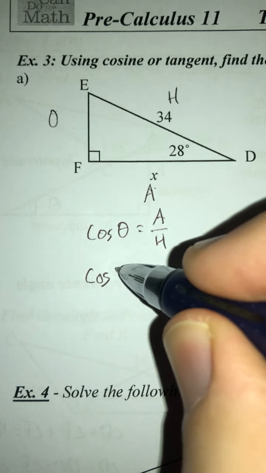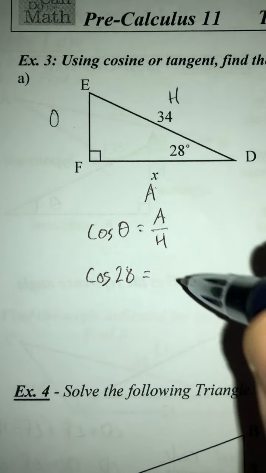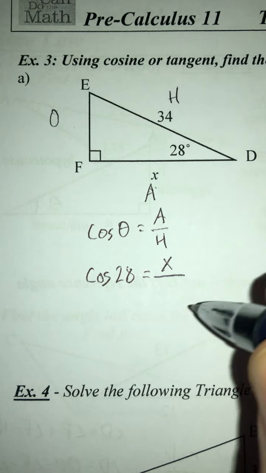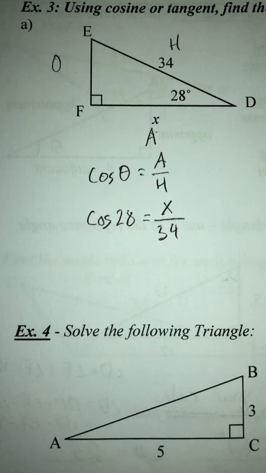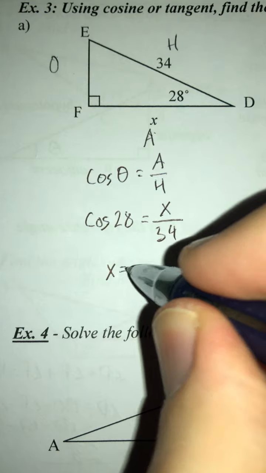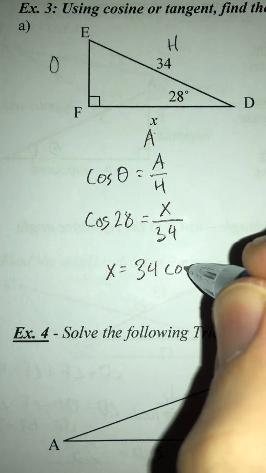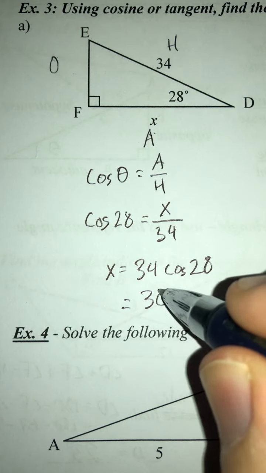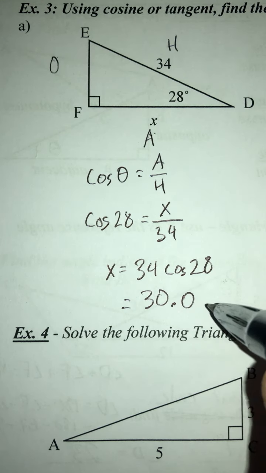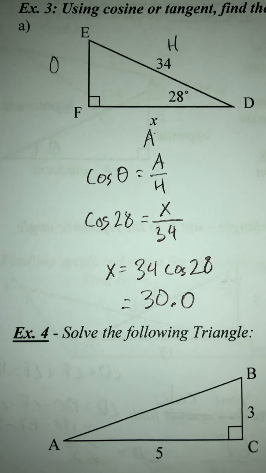Plug in the values that we know. 28 degrees. Adjacent is x, that's what we're looking for. We have the hypotenuse. So therefore, x equals 34 cos 28. And solving this, we get 30.0. It asks you to do it to 1 decimal place, so we put 1 decimal.